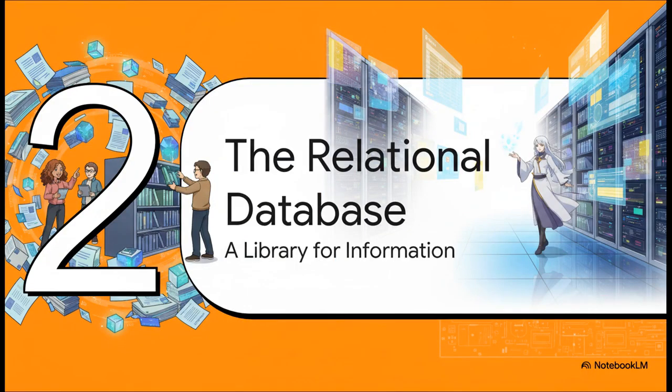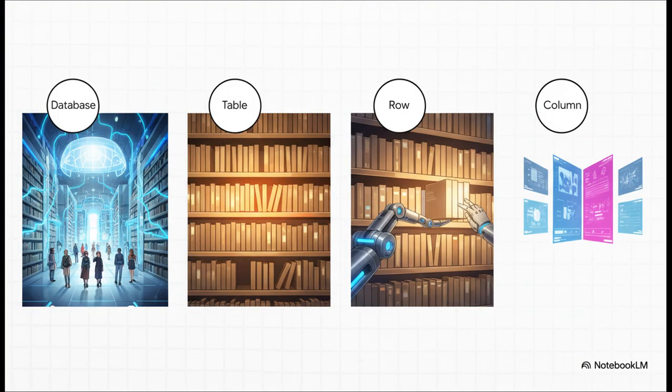So how do we go from all that paper chaos to perfect digital order? Well, the answer was this brilliant idea from the 1970s called the relational model. And honestly, the best way to wrap your head around it is to think of it as a perfectly organized digital library. Let's break this metaphor down. The entire database? That's the library building itself. Inside, you've got bookshelves, and each one holds a specific category of information. We call that a table.